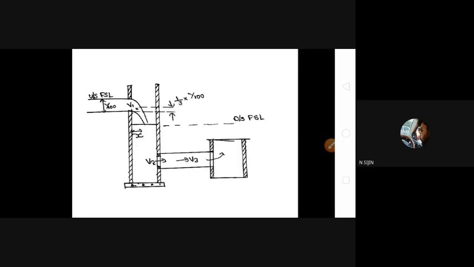Next we need to determine the value of downstream FSL. If you cannot follow because the speed is high, just send a message. How can we determine the downstream FSL? In the question, they do not provide the downstream FSL, downstream bed level or water depth. They provide only the parameters of the upstream side. So by using those parameters, we need to determine the downstream FSL.